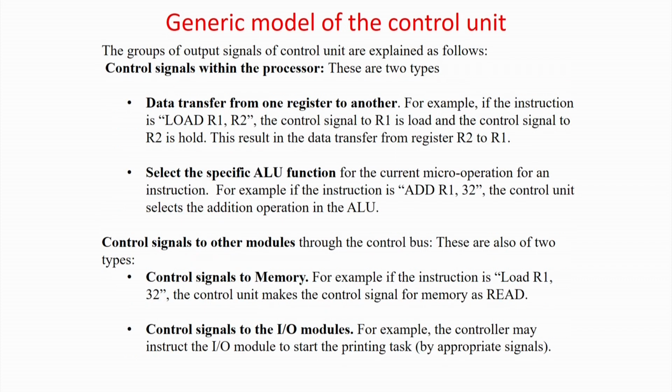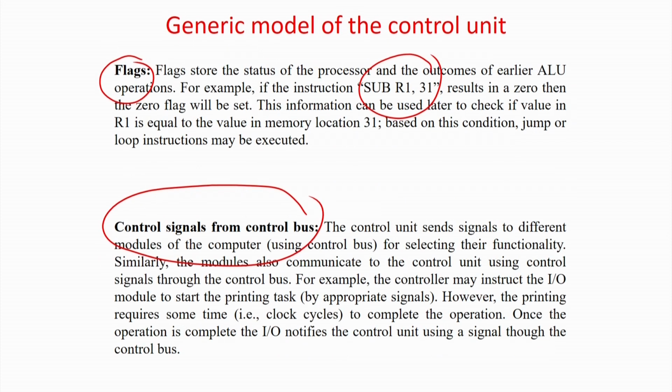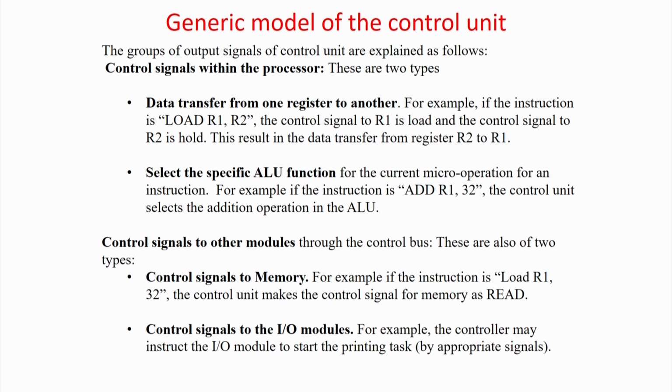Now, as we were already saying, these were all the inputs. What are the outputs? I have already given an example that the output signals are of two types. The signals can be within the processor, that is the CPU, or they can go to other modules like the memory or the IO. For example, there is an instruction code load R1 R2. You can very easily understand that both the registers are in the CPU. So, the control unit will just make R1 go into load mode and R2 into output mode.